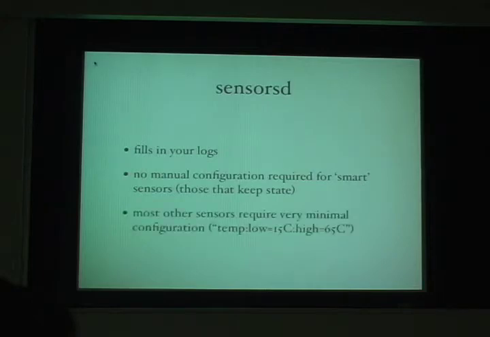And for those sensors that don't keep their state, very minimal configuration is required. So for example, you can say in the configuration file, temp low equals 15C and high equals 65C. And then every time any temperature sensor goes below 15 degrees or above 65 degrees, an alert will be generated inside the log. And you can also specify a command which will be executed if the values change.